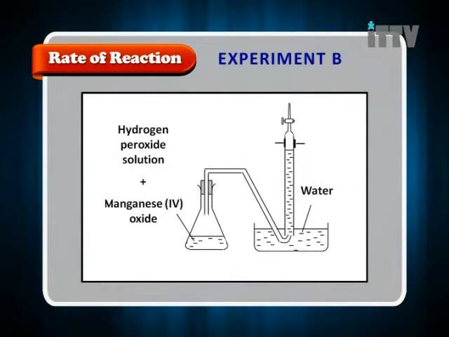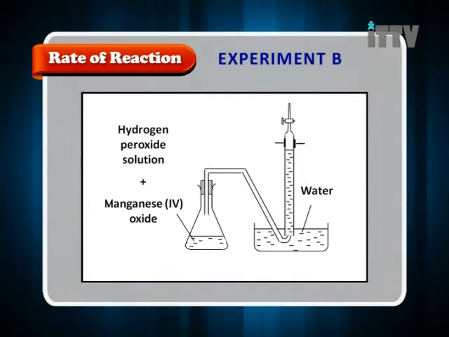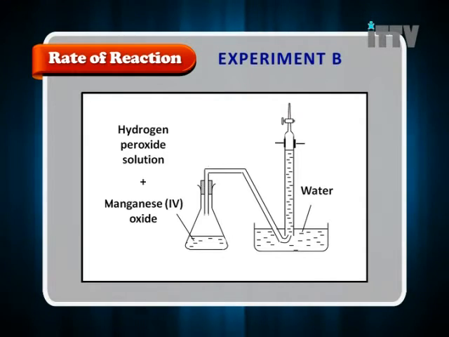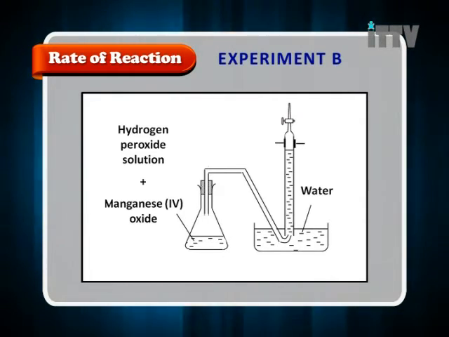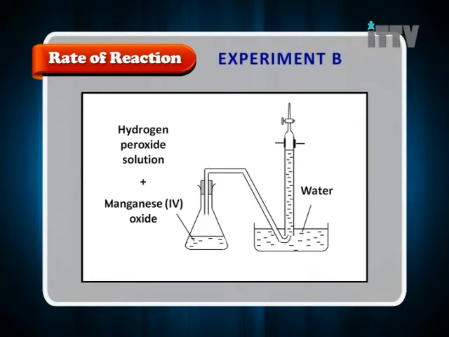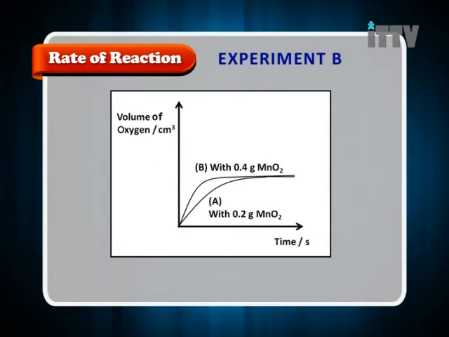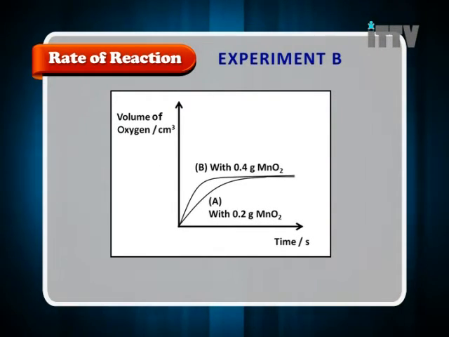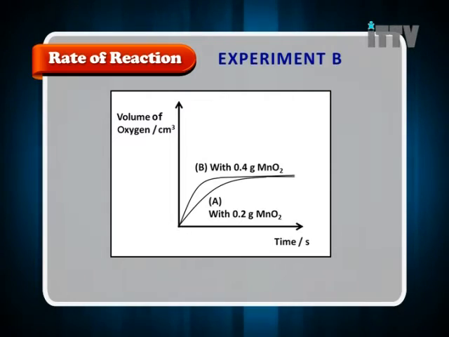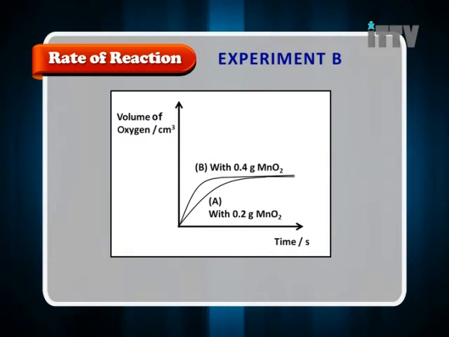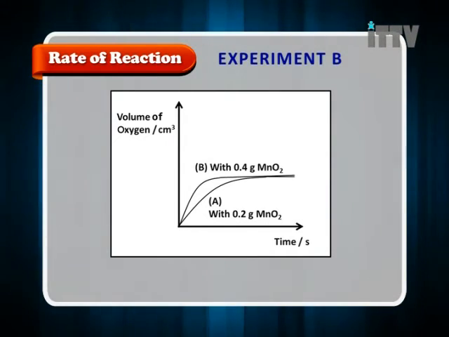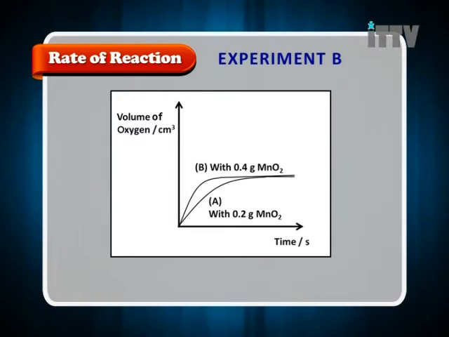Our apparatus is set up as shown. The conical flask is attached through a delivery tube to a burette. The volume of oxygen produced will be recorded at the correct intervals of time. What we get is a graph that you see on the slide. Graph A is when we use 0.2 grams of manganese oxide. Graph B shows 0.4 grams of manganese oxide.